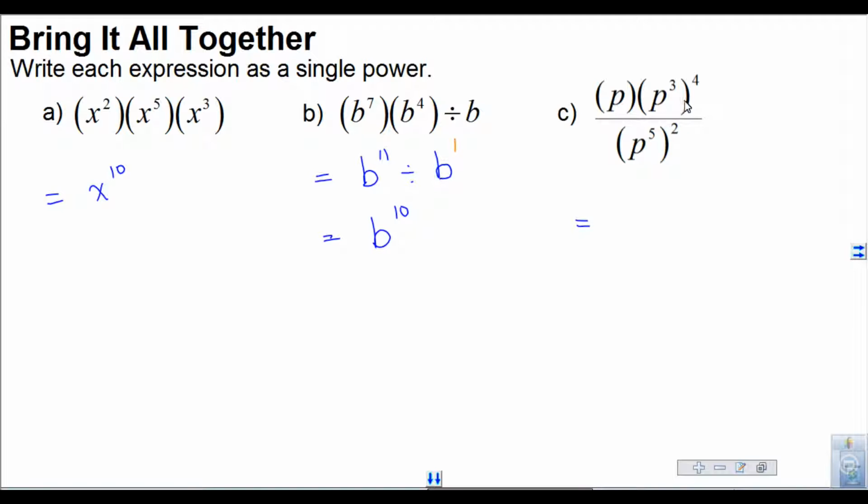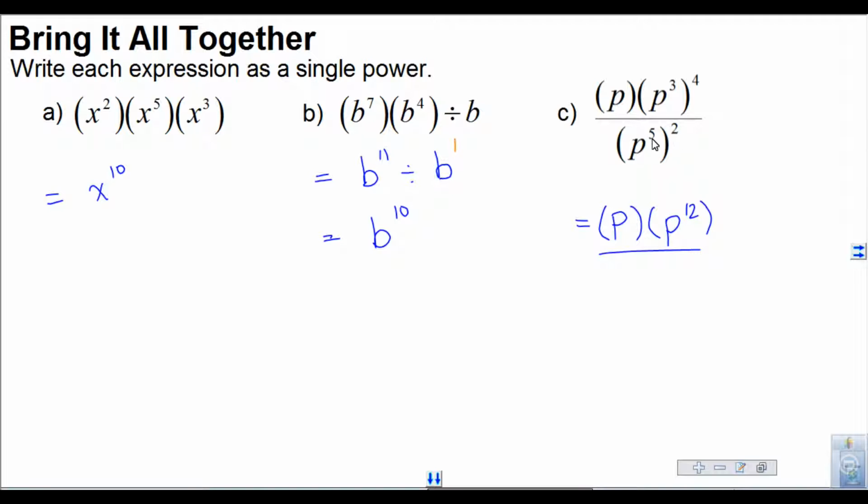Here we've got a bunch of exponent rules. So remember, in BEDMAS, we've got to deal with the exponent before we do any multiplying. So I'm going to write the p there first, and then I'm going to deal with this exponent here. So I'm going to do p to the 3 raised to the power of 4. Here we get to multiply those exponents. So we're going to have p to the 12.